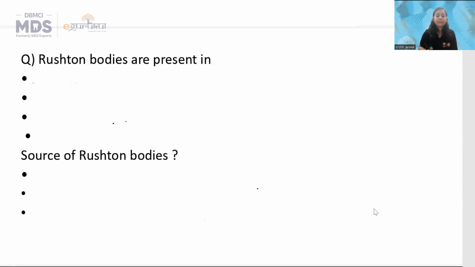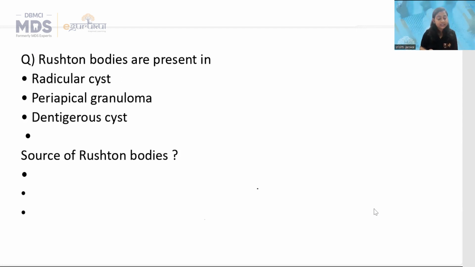Now, there is one very important question associated with Rushton bodies. Where are these Rushton bodies seen apart from the radicular cyst? So, these are seen in radicular cyst. We know that these are also seen in periapical granuloma. These are seen in dentigerous cyst.